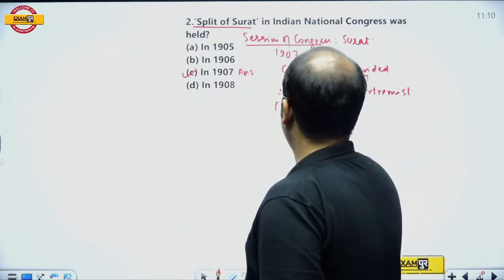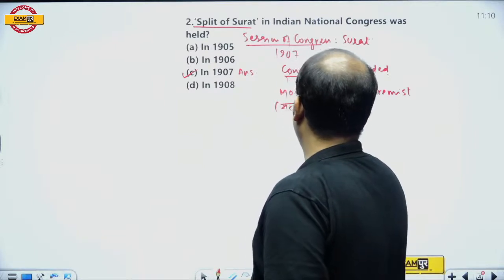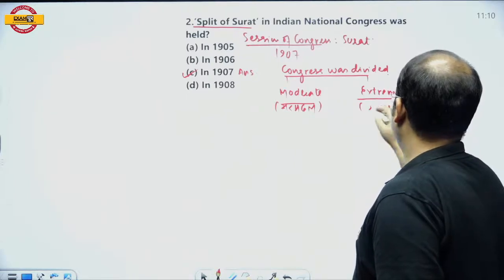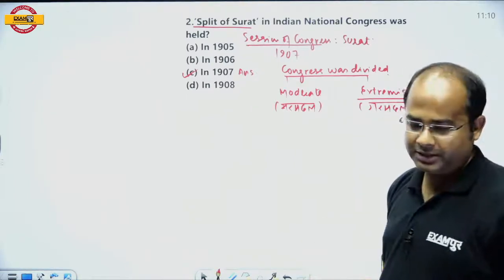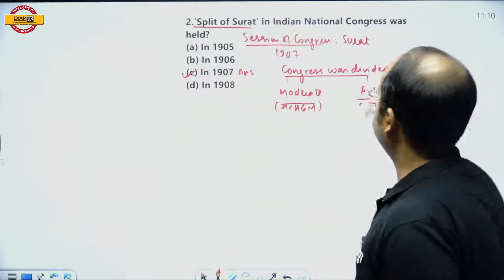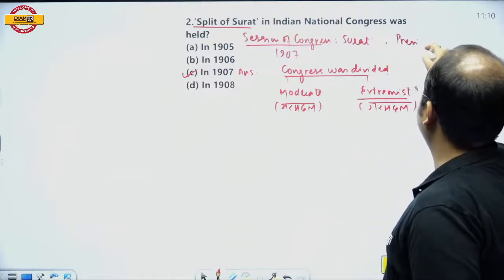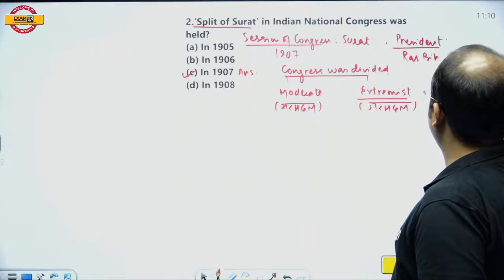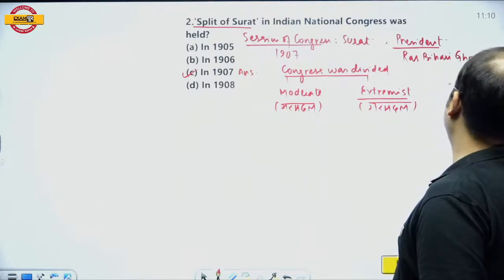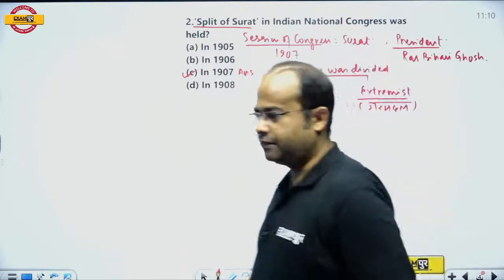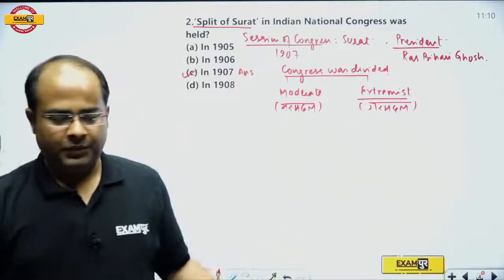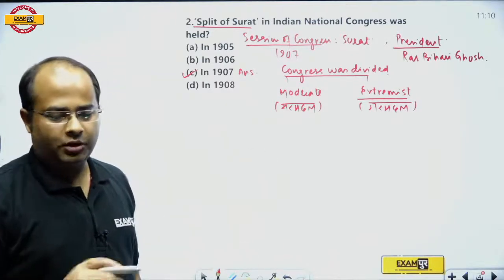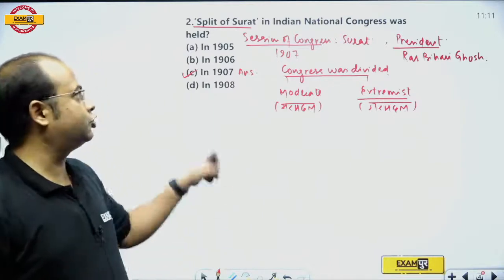That is also called Naram Dal in Hindi, and the extremists were called Garam Dal. So Congress was divided between two groups, moderates and extremists, in the Surat session, and the president of this Surat session was Rash Behari Ghosh. Rash Behari Ghosh was the president of the Surat session of INC. Therefore, guys, the correct answer will be 1907. Congress was divided into two groups, moderates and extremists. I hope, guys, it should be clear to all of you.